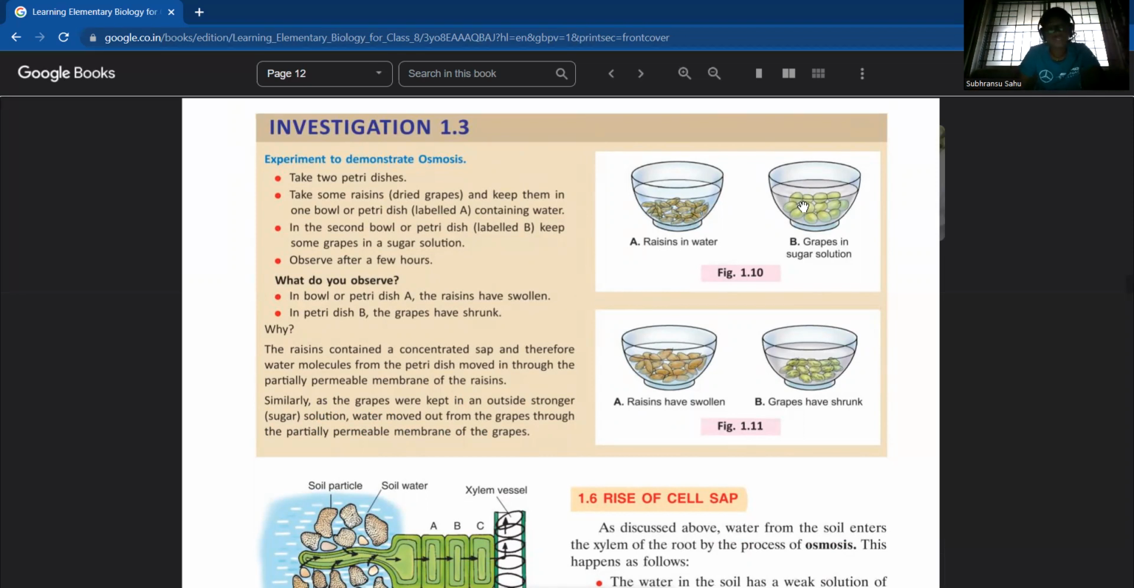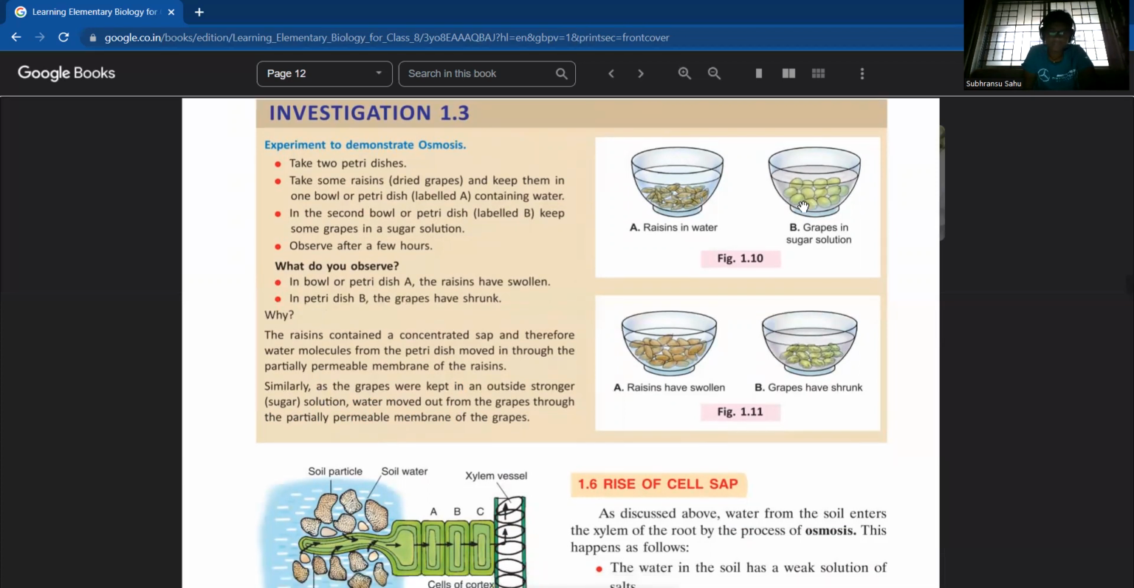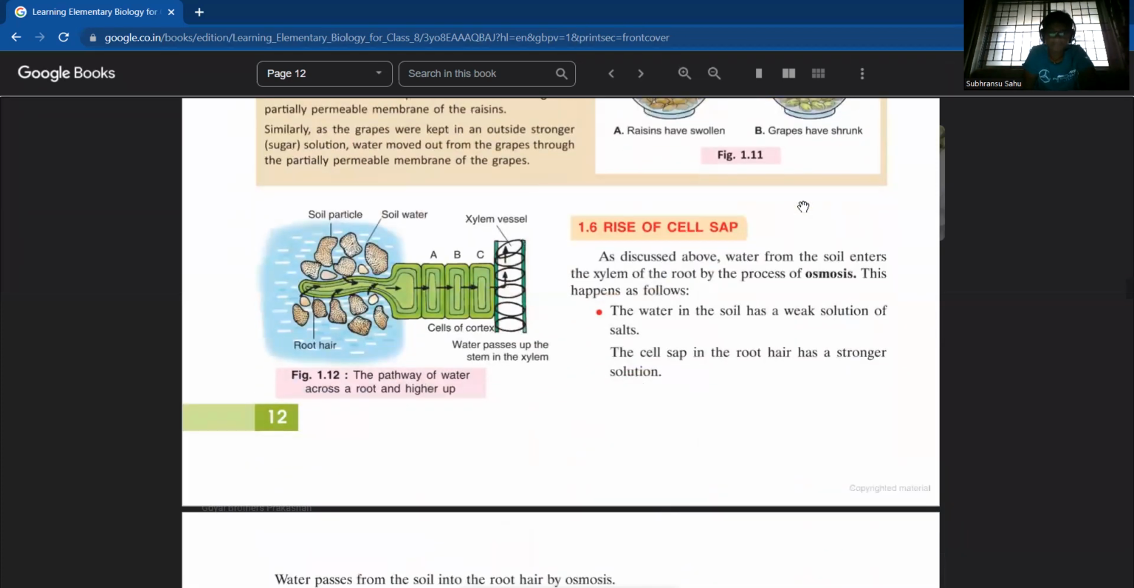Wow. So in bowl or petri dish A, the raisins have swollen. In petri dish B, the grapes have shrunk. This is because the raisins contain a certain concentrated sap, and therefore the water molecules from the petri dish move in through the partially permeable membrane of the raisins. Similarly, as the grapes were kept in an outside stronger solution, water moved out from the grapes through the partially permeable membrane of the grapes.